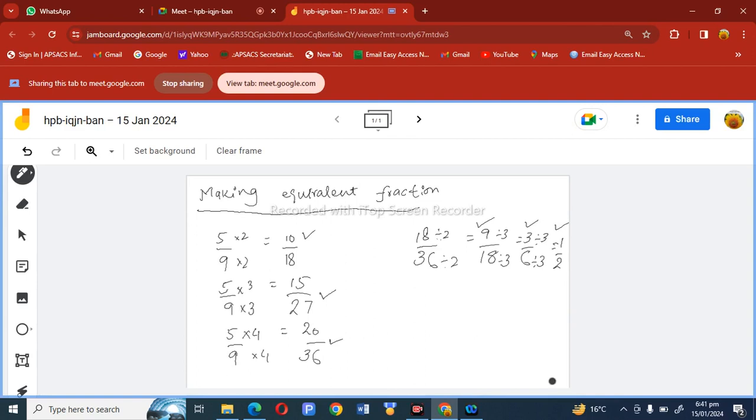Okay, so I hope that it's clear to you. You can write down the equivalent fractions like this: 5 by 9 is equal to 10 by 18 is equal to 15 by 27 is equal to 20 by 36. So these are the three further equivalent fractions of this 5 by 9.